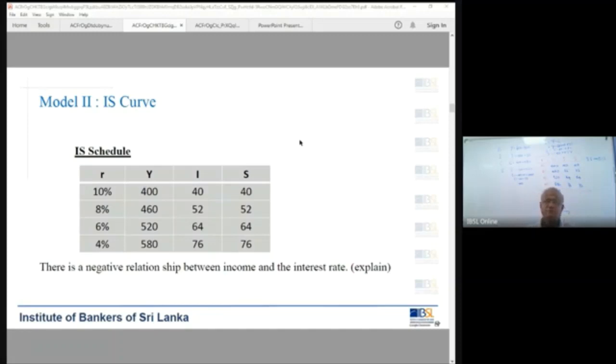Come to the macro, the IS curve. The IS curve is negatively related, interest rate and income. The reason is that there's a negative relationship between interest rate and income. That is the reason.